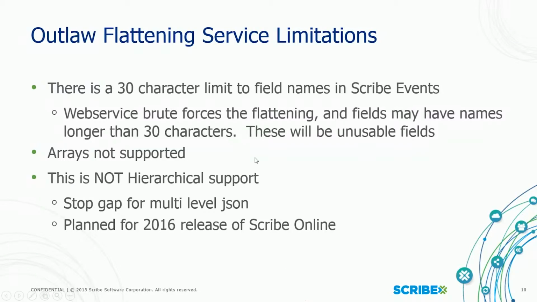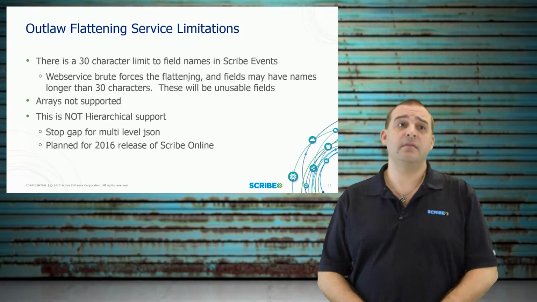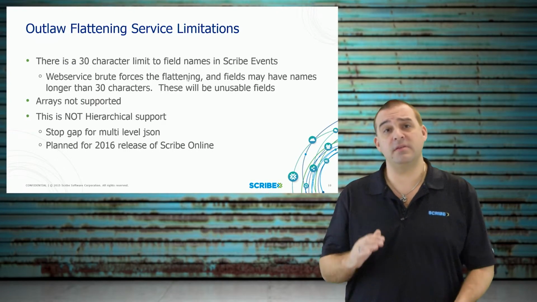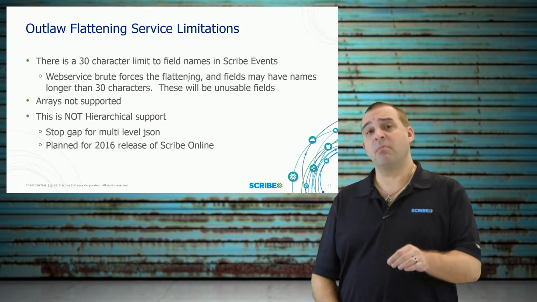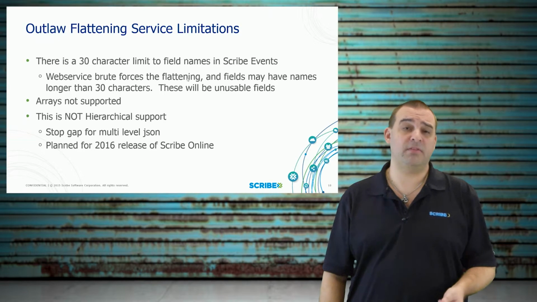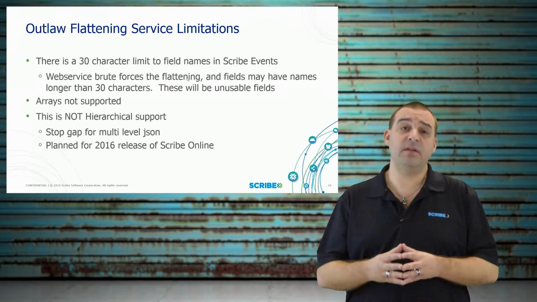Okay, and so the web service brute forces the flattening, and the field names that are actually sent to Scribe may in fact be longer than 30 characters. And if that's the case, those fields will be unusable. Scribe will not reject the input. The input will actually still be there as part of the JSON input, but in your map you will not be able to use those fields. Those fields will simply be ignored by Scribe Online. So you have a 30-character limit to field names.